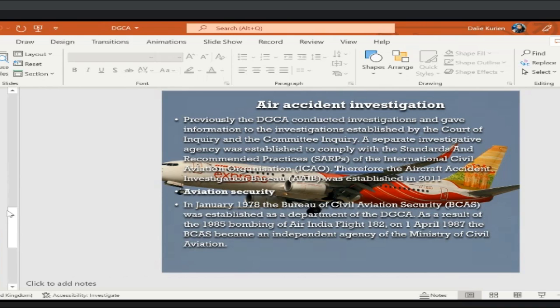So DGCA plays a major role in accidents and incidents. Before, it was DGCA itself which was taking care of the security part, but since DGCA wanted a little relief from it, they created a new organization, BCAS, the Bureau of Civil Aviation Security. This was started in 1985. As I already told you, there was a bomb in the Air India flight 182. That is the reason they started this separate agency to check on the security services.